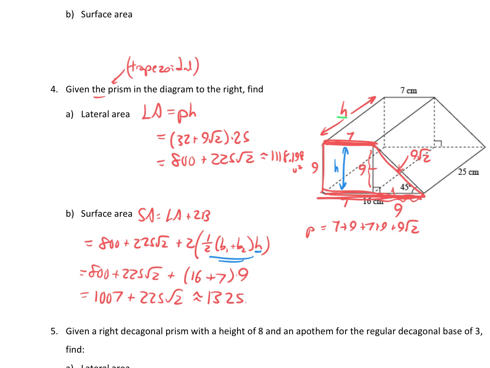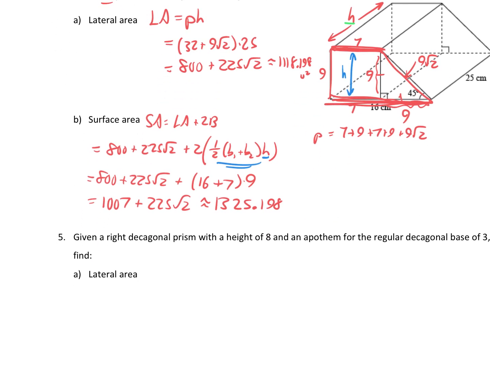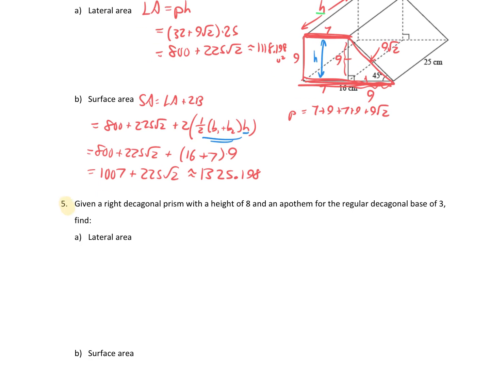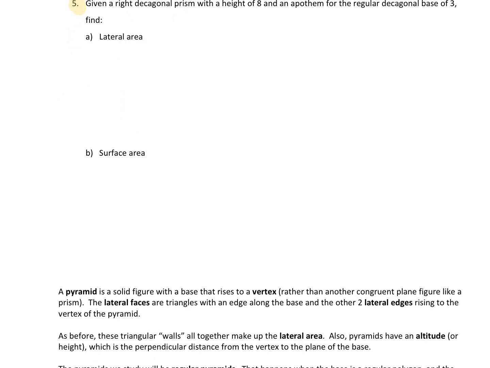And there we go. Okay, given a right decagonal prism with a height of 8 and an apothem and radius, blah, blah, blah. I think we can do that in class. Great. Okay, how much of this is left? Oh, we have to do pyramids. That'll be the last major concept, I believe.